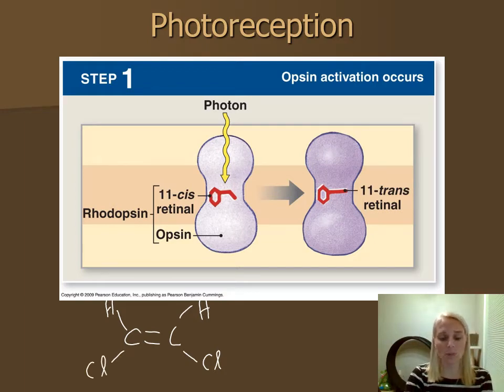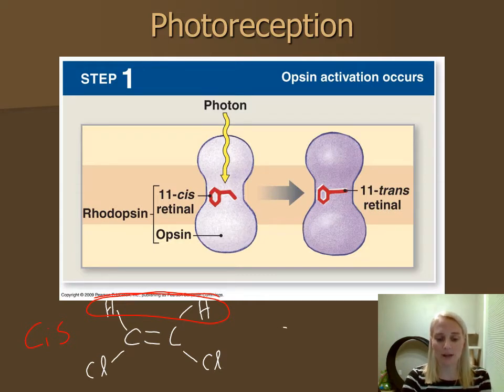So in this case, when we have both of the hydrogens on the same side of this carbon-carbon double bond, this is what we call cis. Okay? So a cis molecule is when they're on the same side.